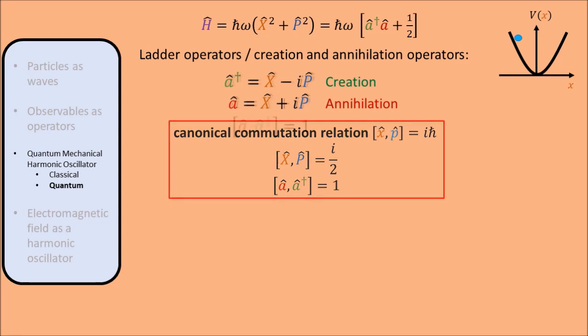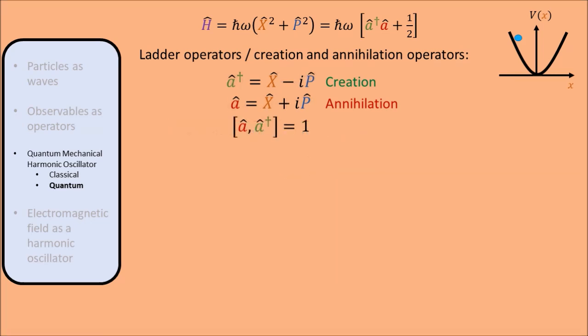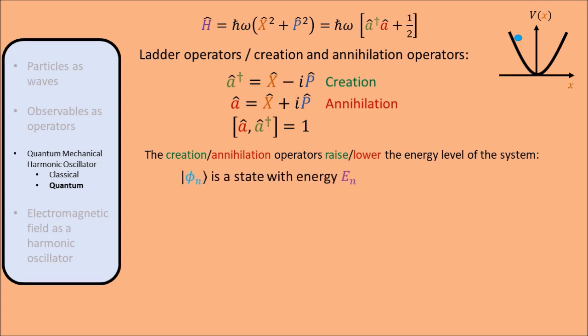With these results, we can demonstrate that the creation and annihilation operators respectively raise and lower the energy level of the system, hence their names. To see how this works, let's assume that phi n is a state with energy En. This means that phi n is an eigenvector of h with eigenvalue En. Using the commutation relation, one can then demonstrate that a times phi n is also an eigenvector of h with energy En minus h bar omega.